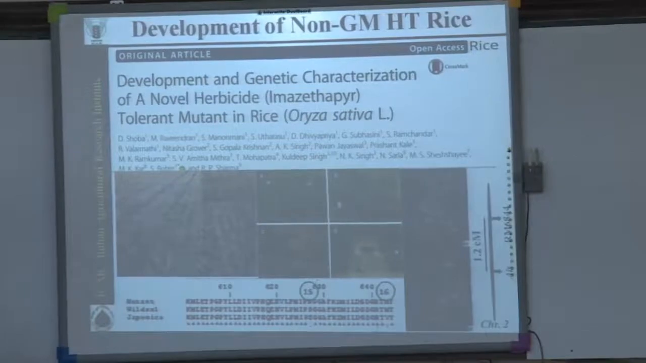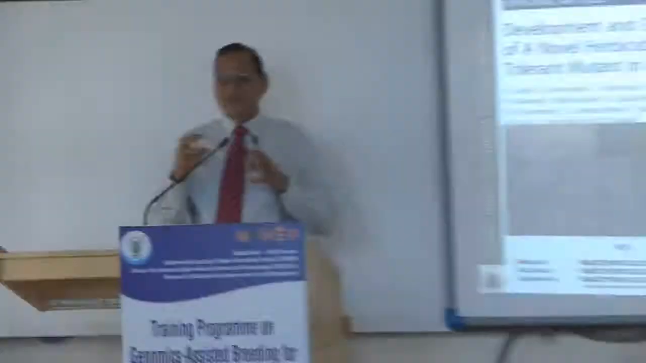One is for binding with the herbicide molecule, another is for synthesis of the branched-chain amino acids leucine, isoleucine, and valine. So in a normal rice variety, the herbicide binding site is active. If you spray herbicide, the herbicide binds with the enzyme, and there is allosteric inhibition that you all know, which does not allow synthesis of leucine, isoleucine, and valine. And because of this, these plants, for want of these amino acids, they die.